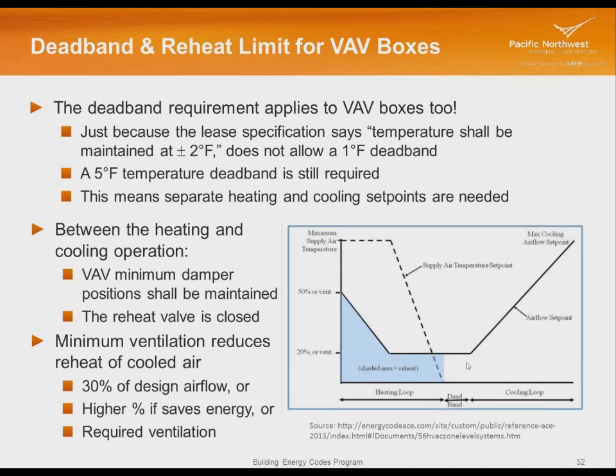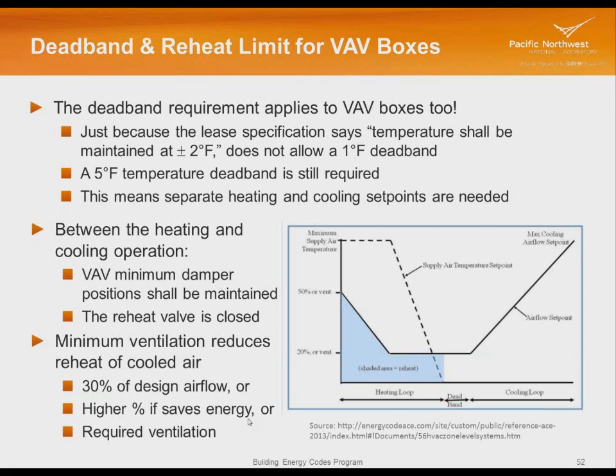Now, that minimum ventilation set point can vary. The code calls for it to either be 30% of the design airflow or a higher percentage if it saves energy. I'll talk about that in a second, or the required ventilation amount needed in that space. And if you do the multi-space equation in the International Mechanical Code or Standard 62, it'll tell you for critical spaces from a ventilation point of view what that minimum needs to be. Sometimes it is higher than 30%. And this higher percent, if it saves energy, again, I believe that was added in 2015 to the IECC. It's been in ASHRAE for several code cycles.